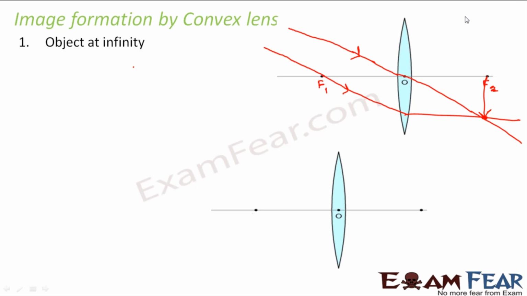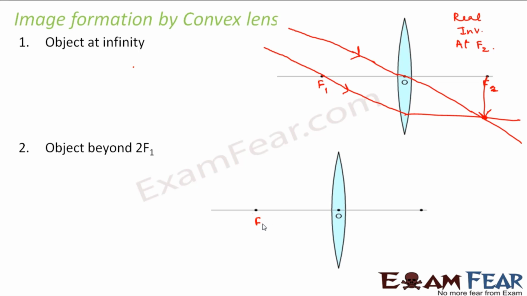So in this case, what is the nature of the image? The nature of the image is real, inverted, diminished, and the location is at the second principal focus. That means when the object is located at infinity, an image is formed by the convex lens at its second principal focus.